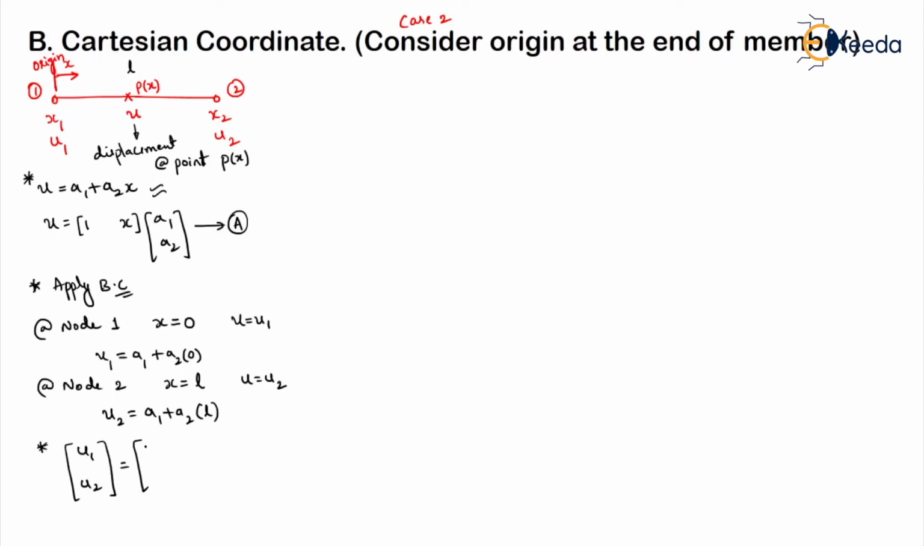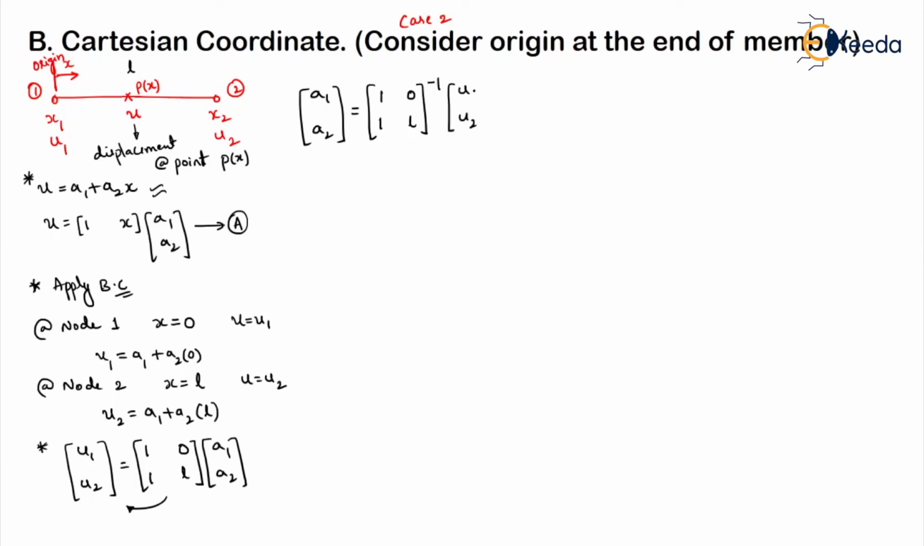Right, here what will happen? [1, 0, 1, L] into [a1, a2] equals [u1, u2]. Now I want a1, a2, so I'll send this to the other side. So what will happen to this? [a1, a2] will be equal to [1, 0, 1, L] inverse into [u1, u2].